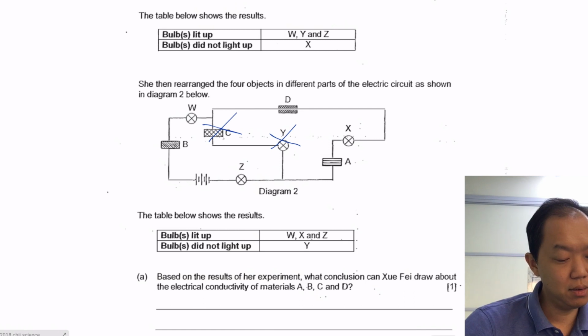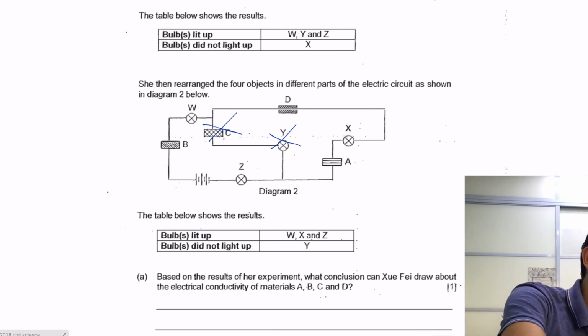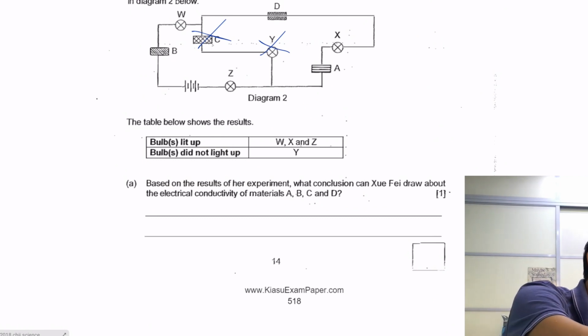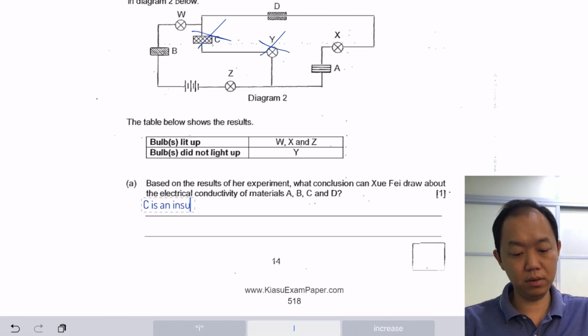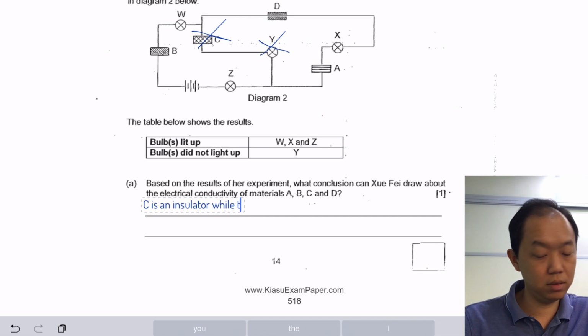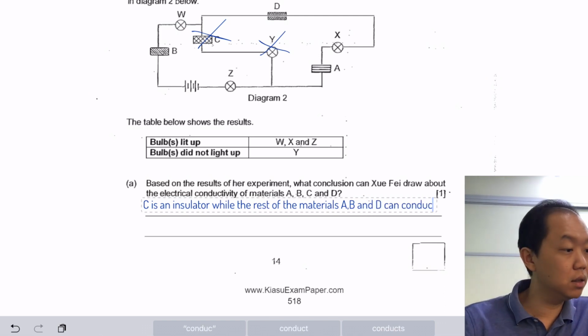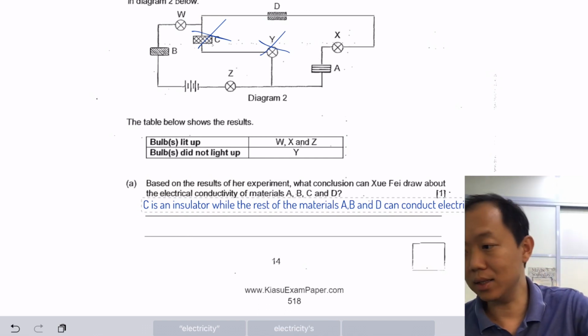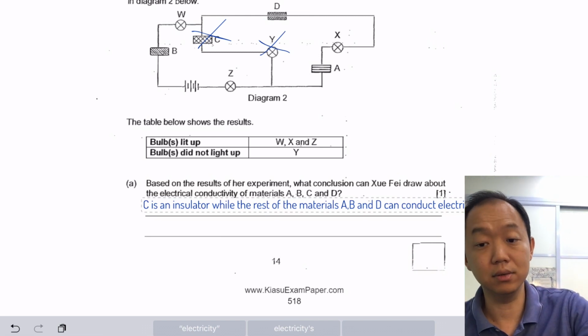Okay, then how about B, D, and A? Are they conductors? Very good. So we can now deduce that C is an insulator, while the rest of the materials A, B, and D can conduct electricity. Okay? So that is the conclusion.